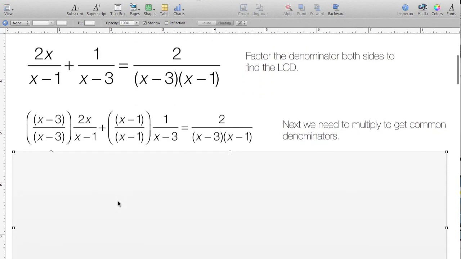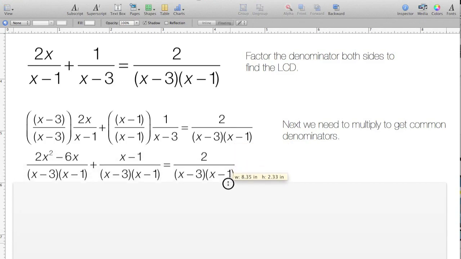Once I've got that set up, then I can simplify the left side. Now that we have common denominators, I can go ahead and add the two numerators together over one common denominator, and I'll have a fraction equal to another fraction. If we go ahead and multiply through, this is what you see. So I went ahead and distributed the 2x to the x minus 3. Notice I didn't change the denominator at all. I left it in its factored form. There's no point in me trying to multiply that back together.